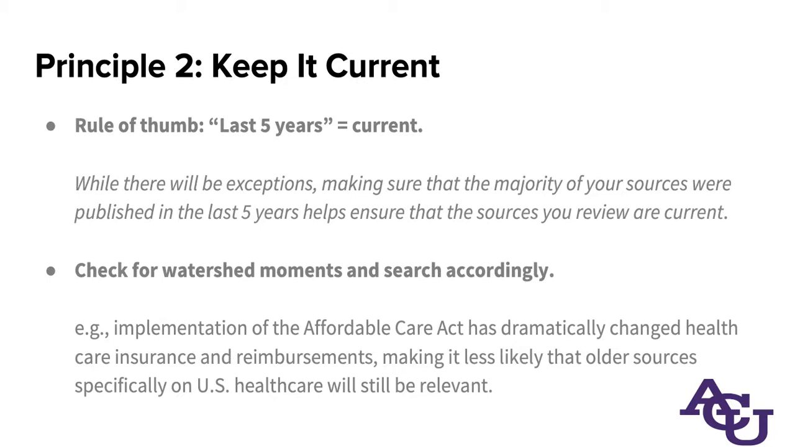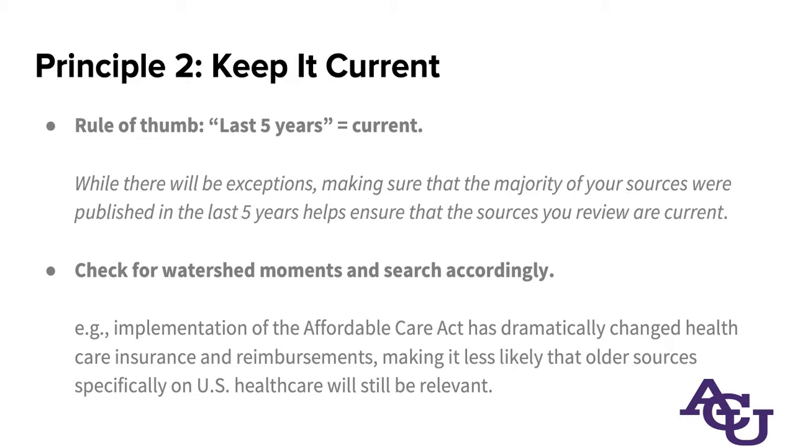Second principle, keep it current. Now, what constitutes current is driven by a number of factors, but a general rule of thumb that most professors agree with is that the last 5 years can be considered current in most cases. Now, it is entirely possible that things will happen in a short period of time, like the passage of a new law affecting healthcare reimbursements, or regulating something, or a new set of guidelines for reimbursement, in which case you might move that 5-year marker up, or move it back a little bit.